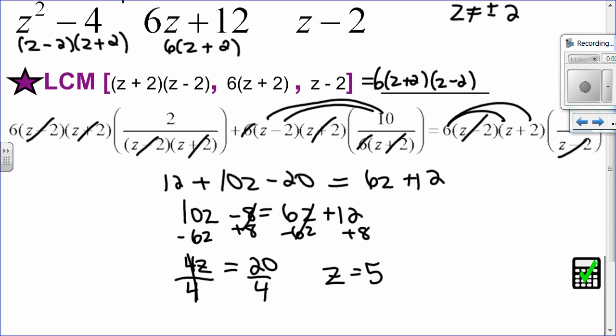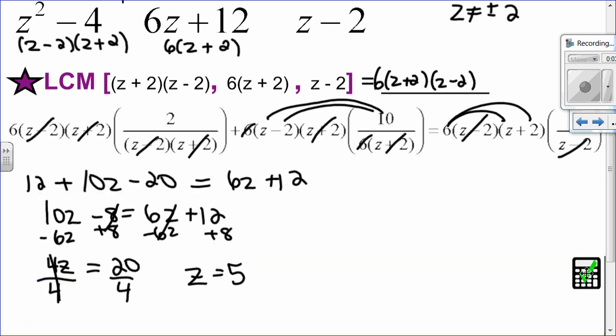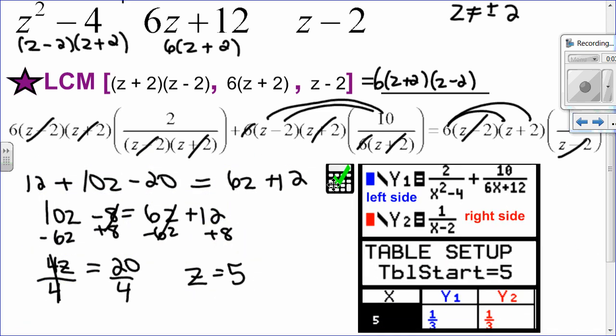So the first place that I check it is against my non-permissible values. 5 is not one of the restrictions, so it looks like I'm good there. Second place that I check it is in my graphing calculator. So I'm going to go back to my original equation, left side in y1, right side in y2, and I'm going to start my table. Table start is second window. I started at my solution, which is 5, and I look at my table and I see y1 equals y2, so I know I did that correctly.